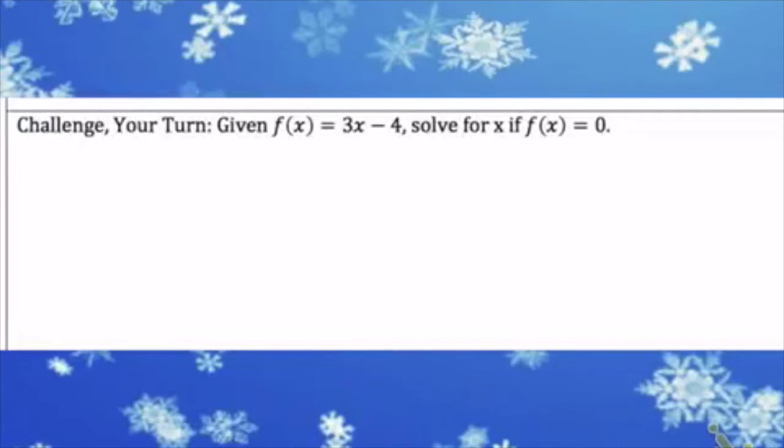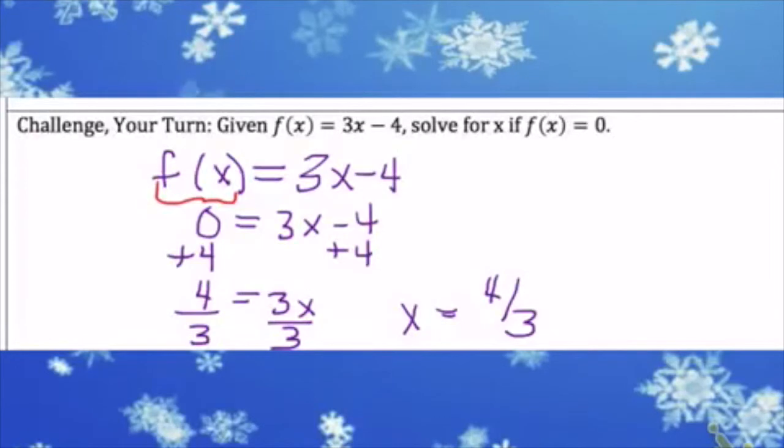This one is a challenge, your turn. This time we're saying that given f of x, that f of x is 3x minus 4. You're solving for x if f of x, or y, is equal to 0. Try that and enter your answer on Edpuzzle. If you met the challenge, you got x is equal to 4/3 when f of x or y is equal to 0. It's really just another way to plug in the y value and solve for x.